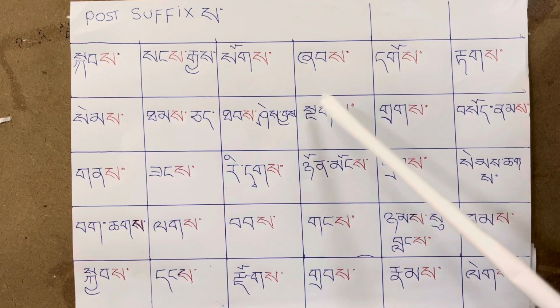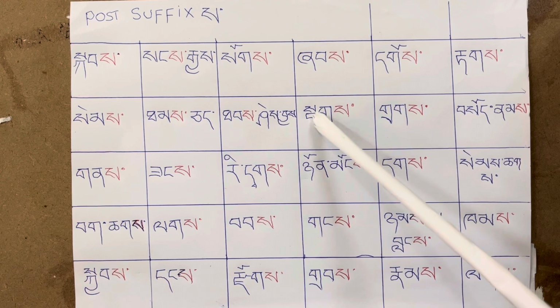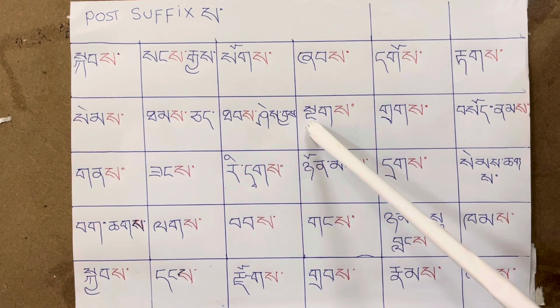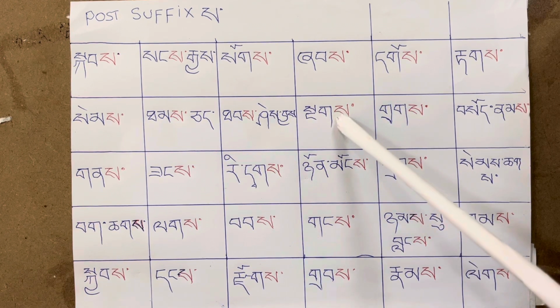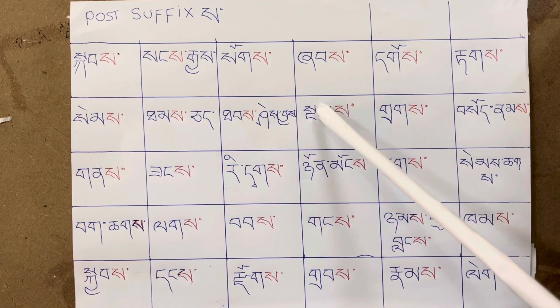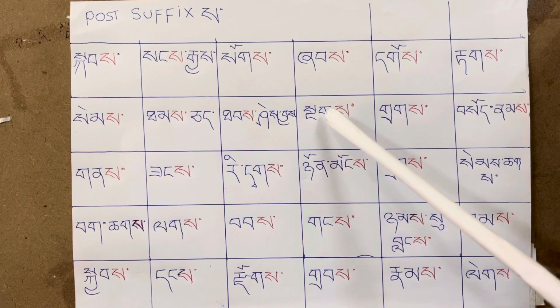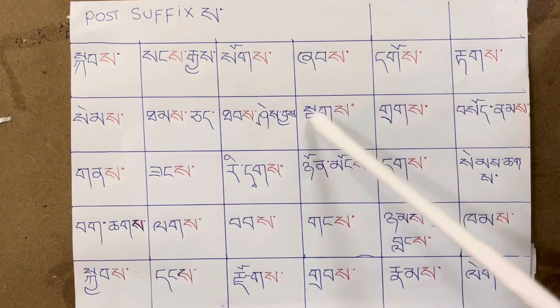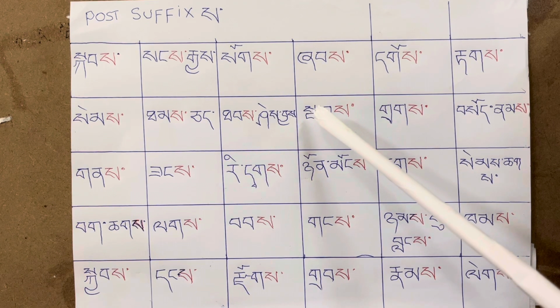And then now here the superscript sa is helping us. So sa nga ta nga. Nga is the suffix, and ga is the post suffix. Sa nga ta nga ga sa ngak is a Sanskrit mantra.